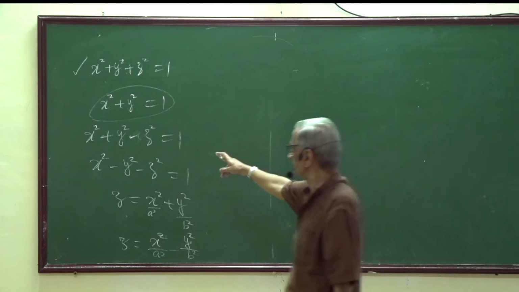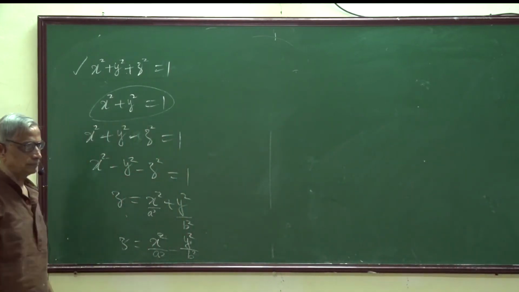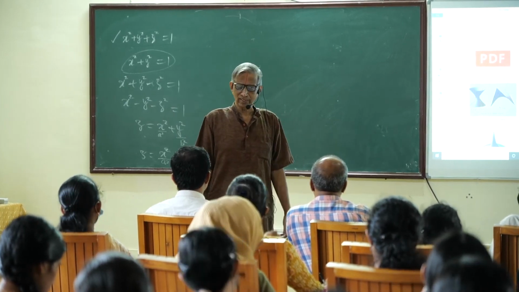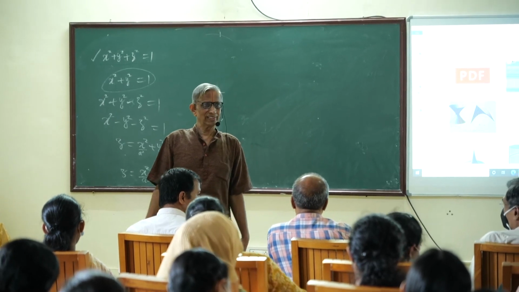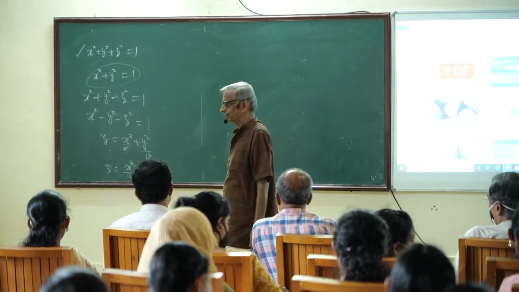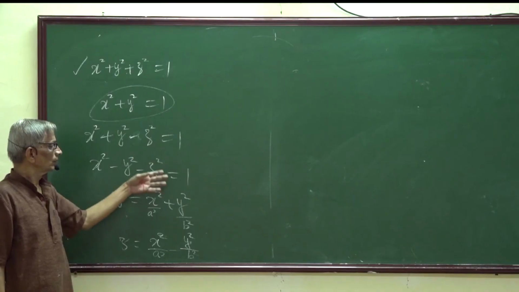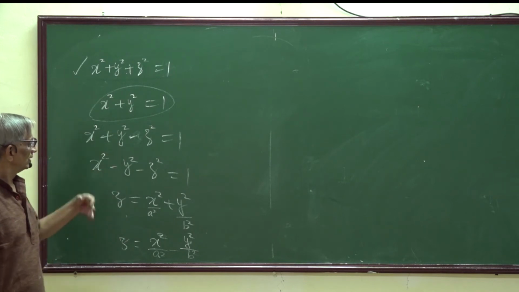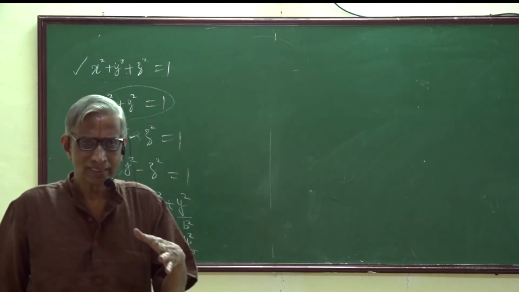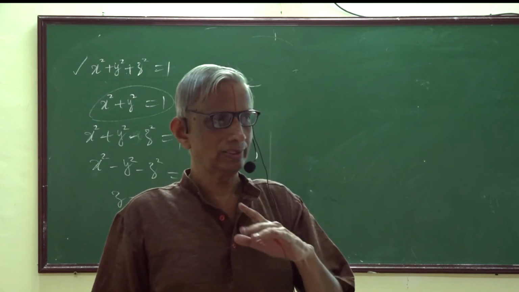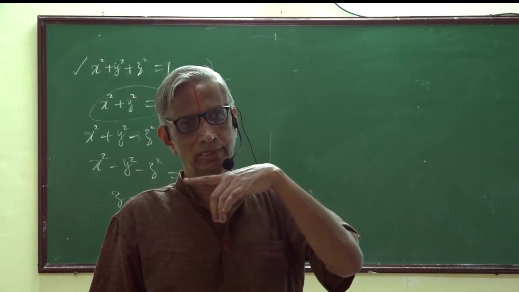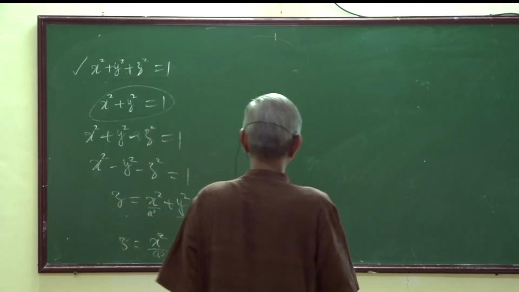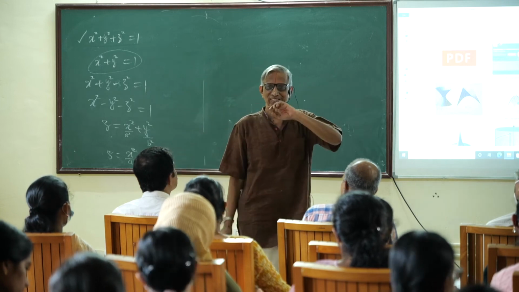So what about this? What is this? Haven't you studied three-dimensional coordinate geometry somewhere? Analytical geometry? These are all quadrics. What are these things? These are hyperboloids, right? One-sheeted hyperboloid, two-sheeted hyperboloid. Which one is one-sheeted? Which one is two-sheeted? So what is meant by one-sheeted and two-sheeted?